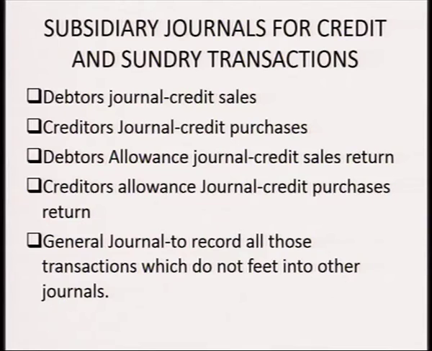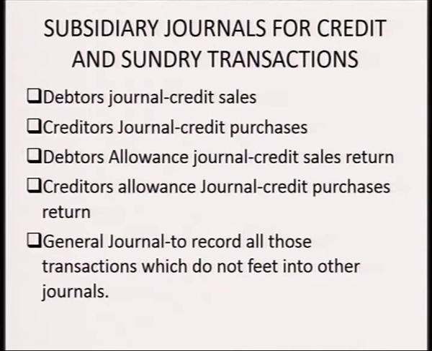And the creditors allowance journal is where we record the credit purchases returns. When we buy from our creditors, manufacturers, and we return goods to our manufacturers or traders, those goods are no longer going to be recorded in the credit purchases book, but in the creditors allowance journal, as an indication that they are decreasing the business's account because we returned goods.